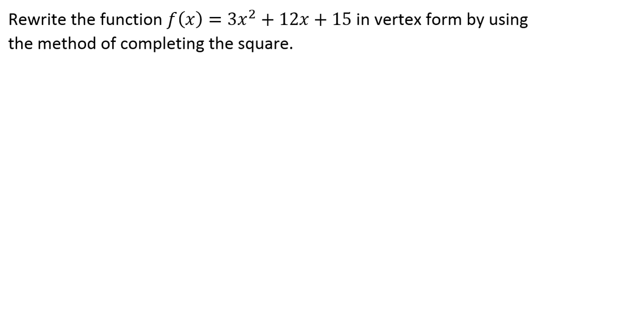Our goal here is to rewrite this quadratic function in vertex form by using the method of completing the square. I only really have this function, unlike an equation where I can add or subtract the same thing from both sides. This is a function f of x and it equals this thing. So I'm only playing with one side here. And here's the technique that we use.